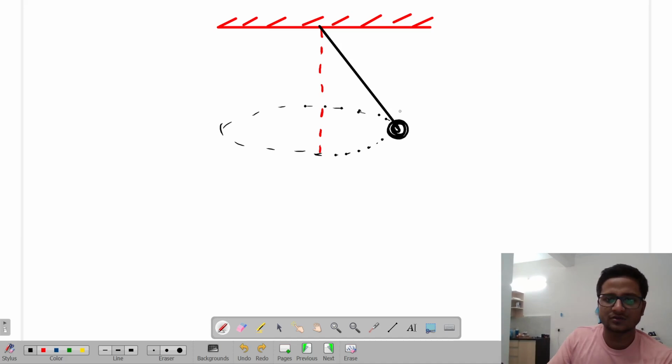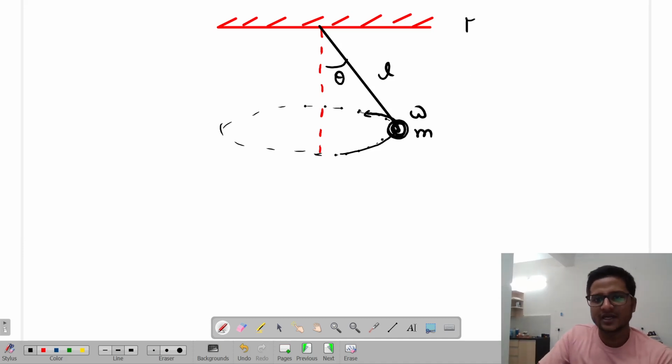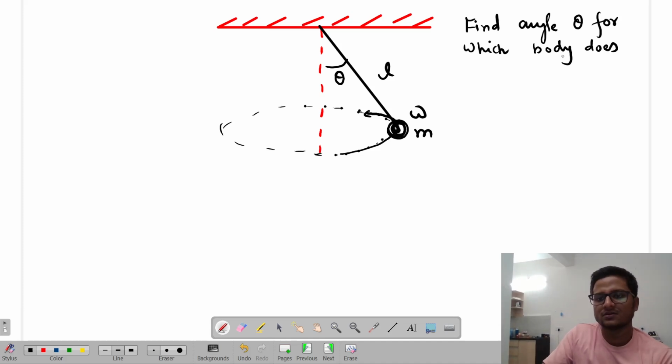So let's suppose it is rotating with angular velocity omega over here. Are you able to get me or not? Let me write it perfectly. This has angular velocity omega, and the length of the thread is L. At that instant of time, it is making angle theta, and the mass is M. The question is: find angle theta for which the body does horizontal circular motion.